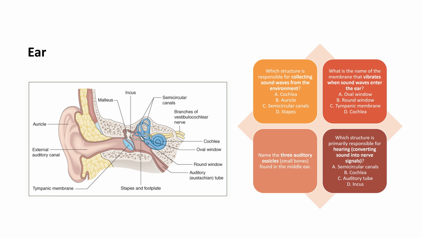Which structure is primarily responsible for hearing or converting sound into nerve signals? Your semicircular canals, your cochlea, your auditory tube, or your incus? I'll give you guys a second.